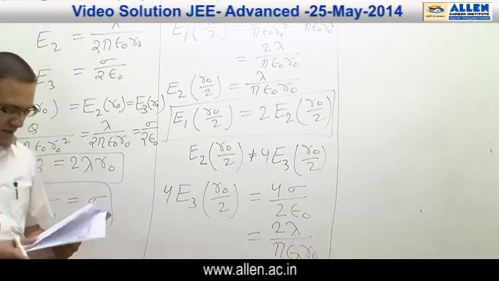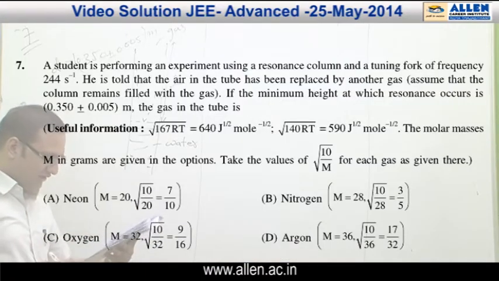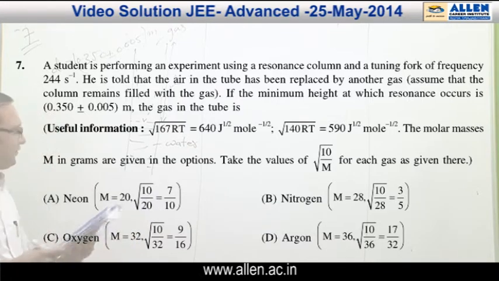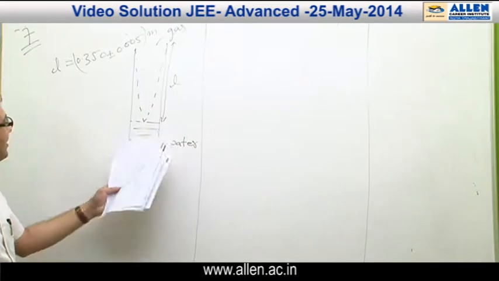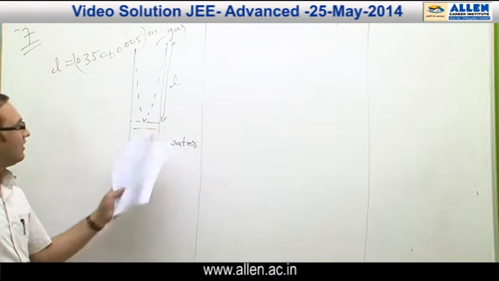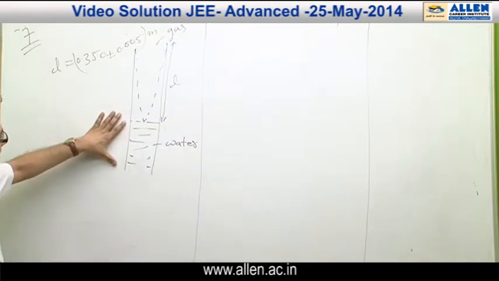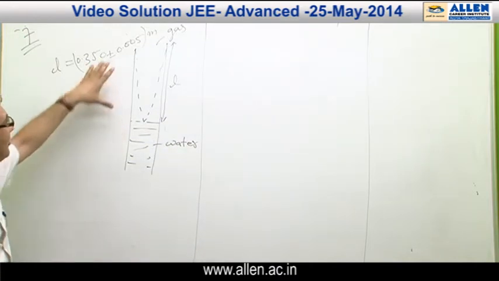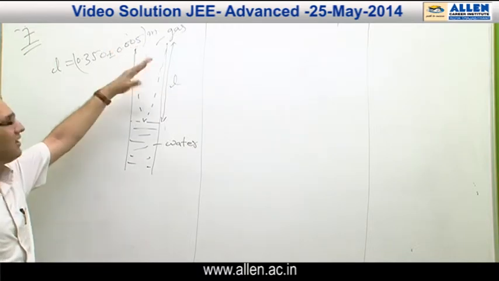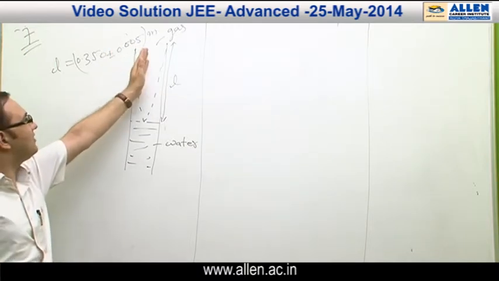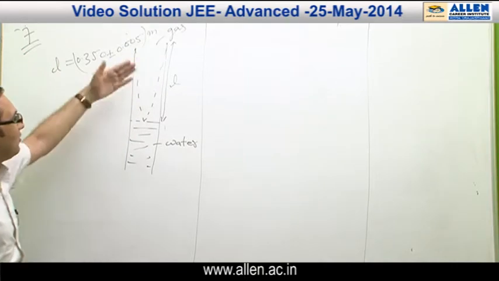The seventh question is related to sound waves, and it is a question of an organ pipe, in which there is a resonance tube. Some part of this resonance tube is filled by water, and in the remaining part normally there is air, but in this question it is given that the air is replaced by a gas, and we don't know what the gas is.